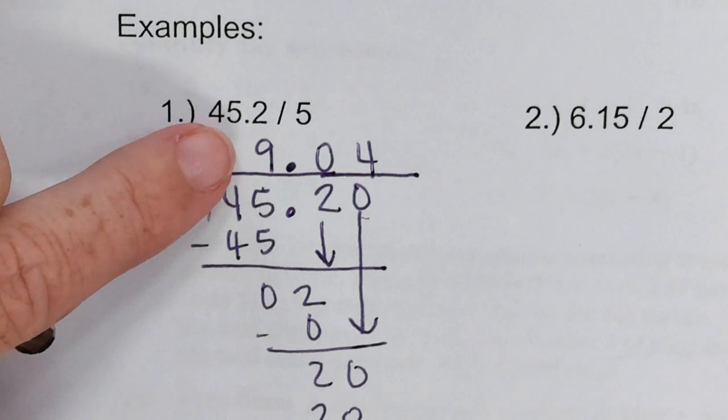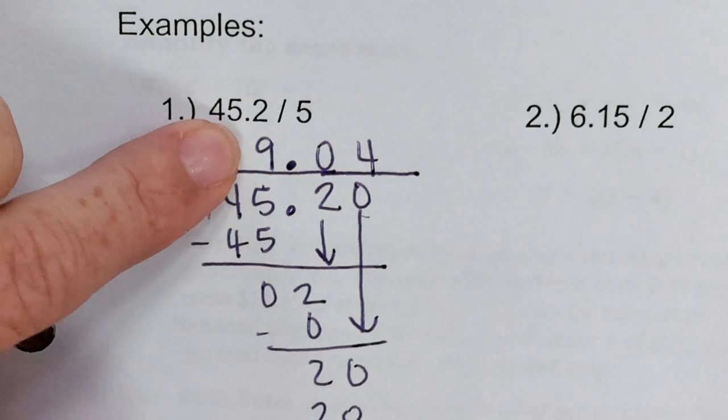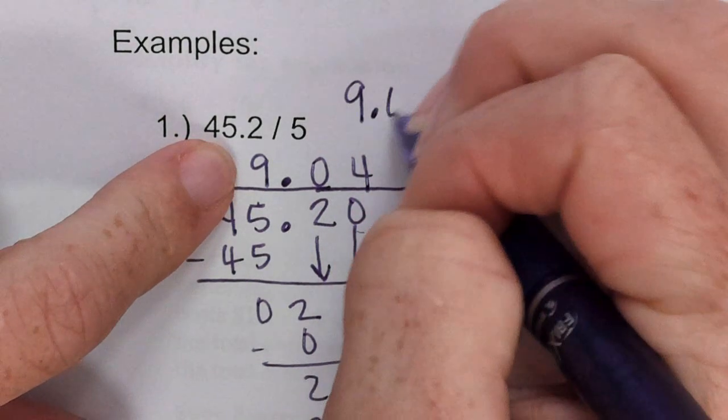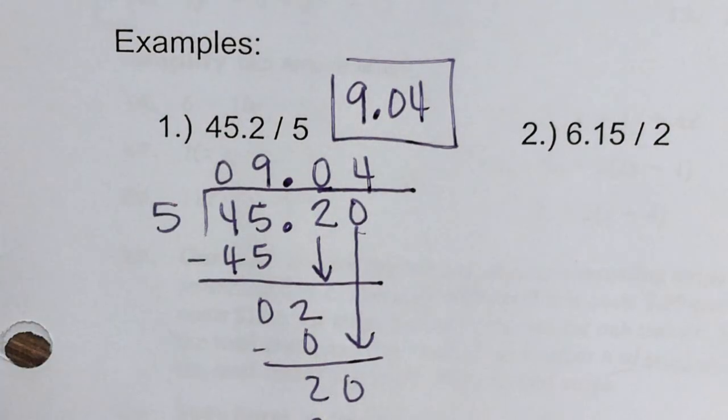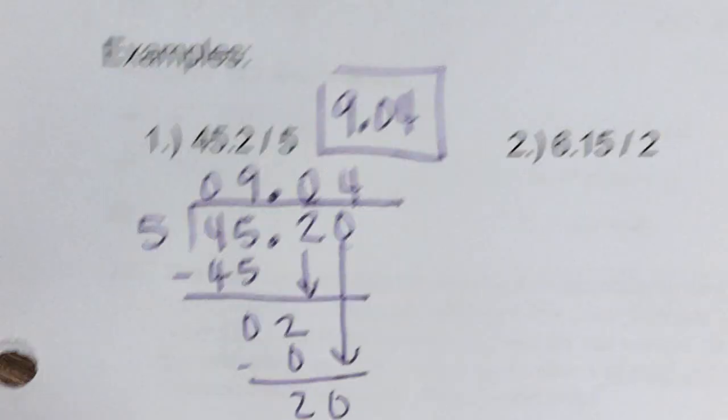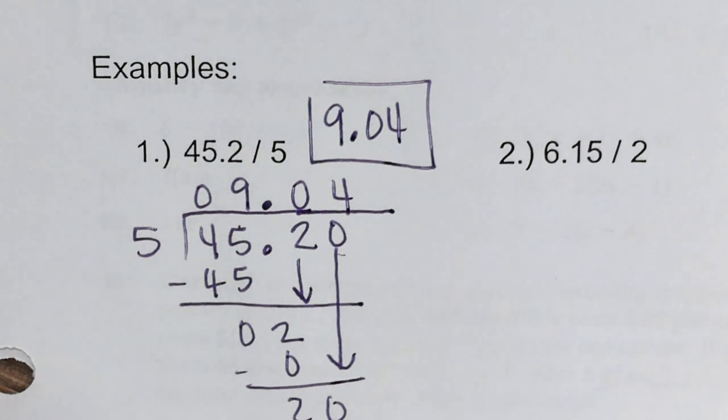Now, I don't need to include this 0 in my answer. So I just say the answer is 9.04. And I am rounding to the hundredths place. Well, is it already done? Yes. So I'm good. All right, next one.